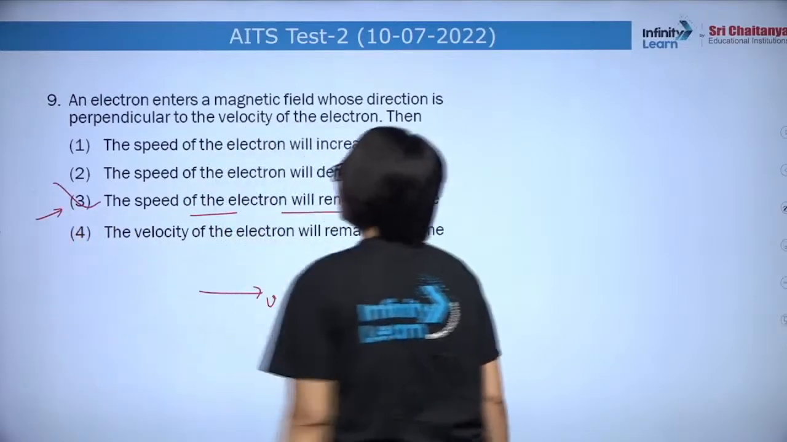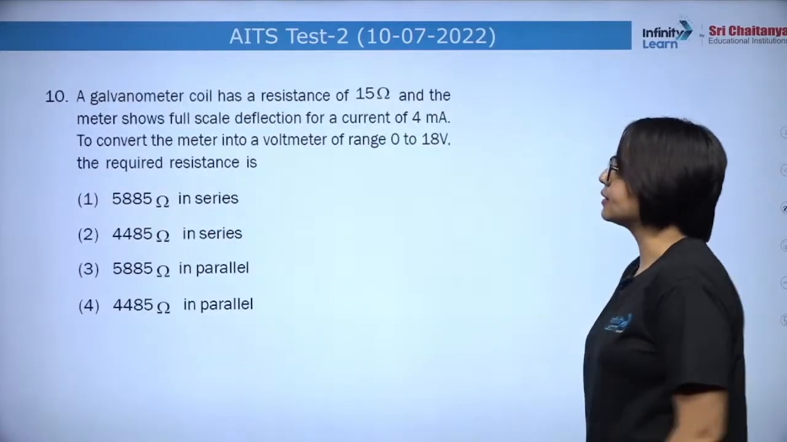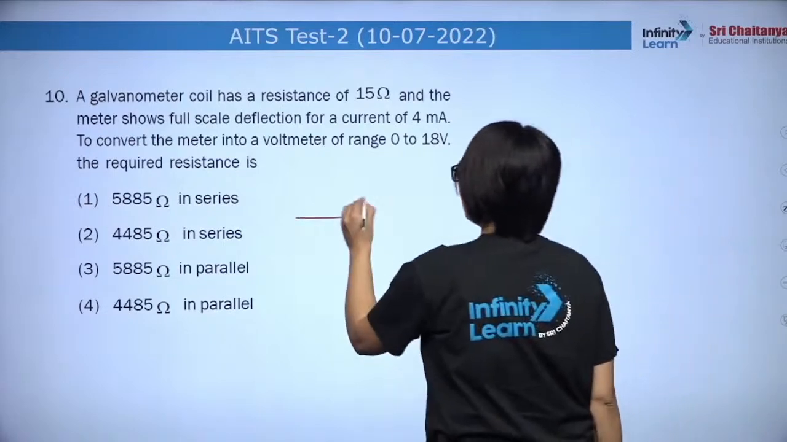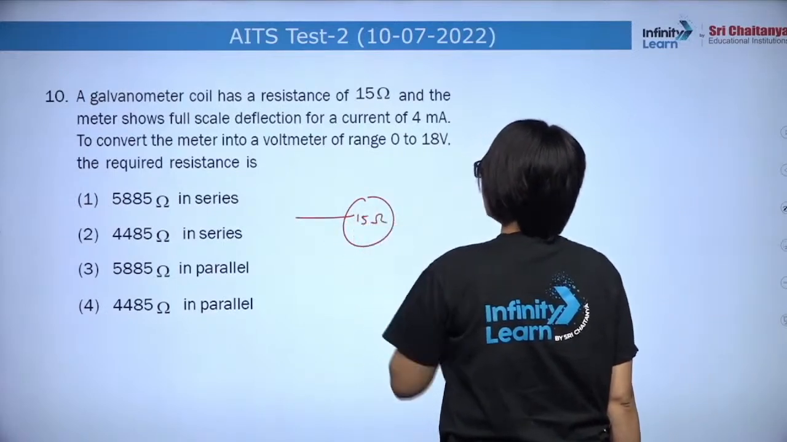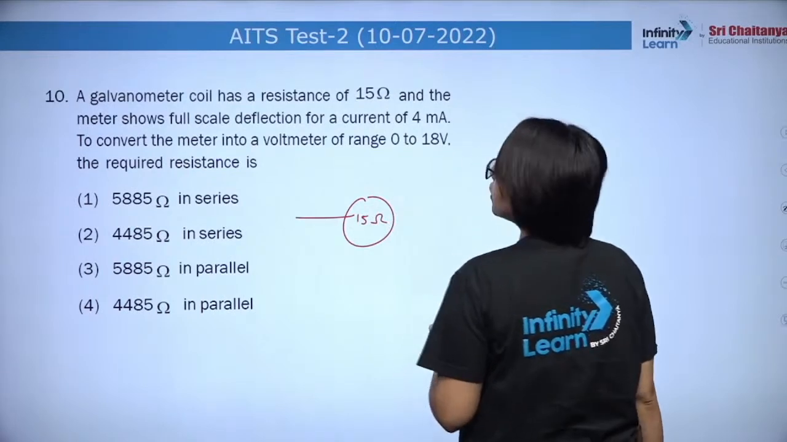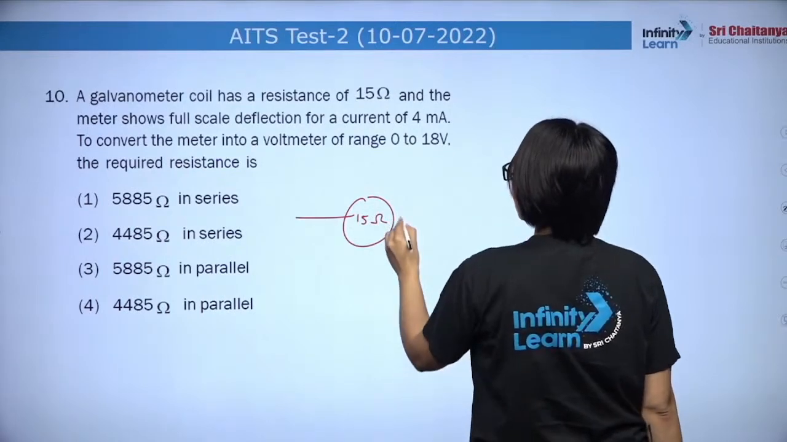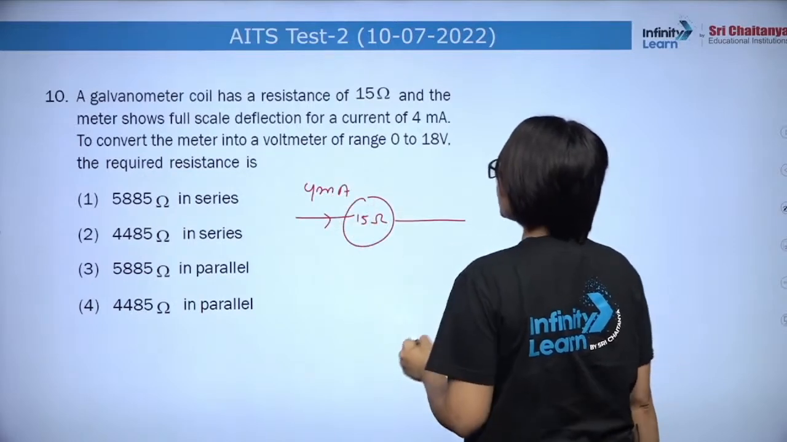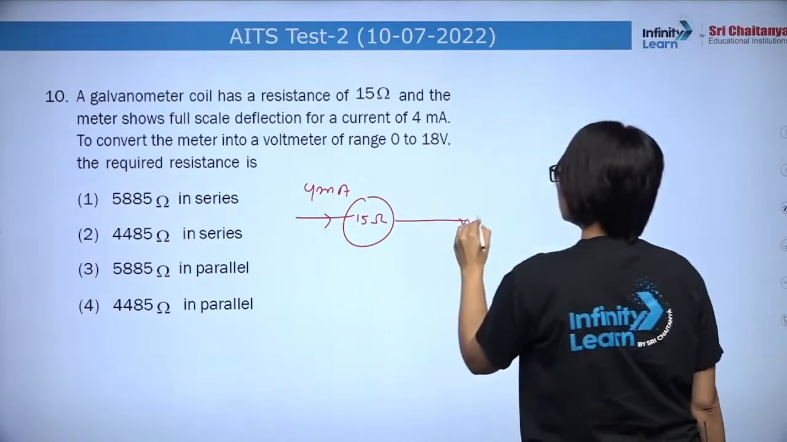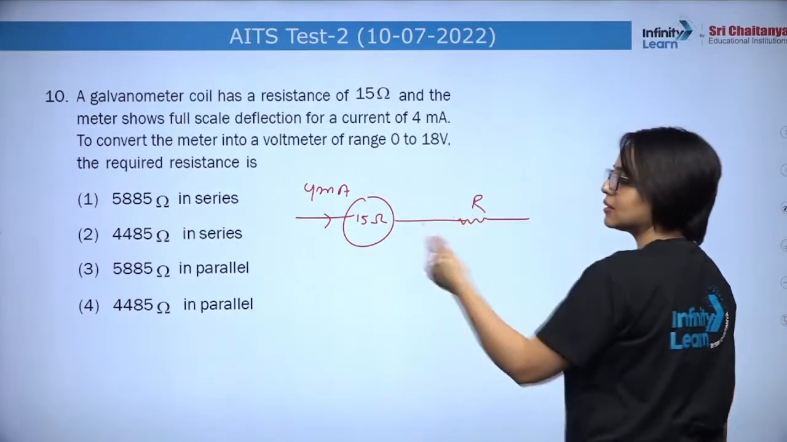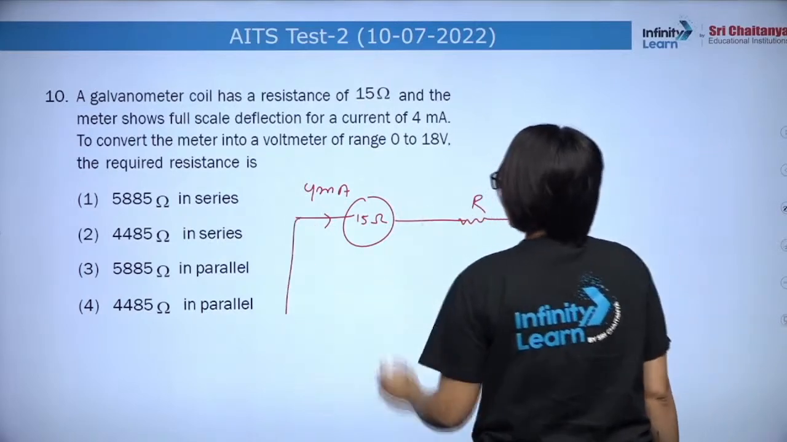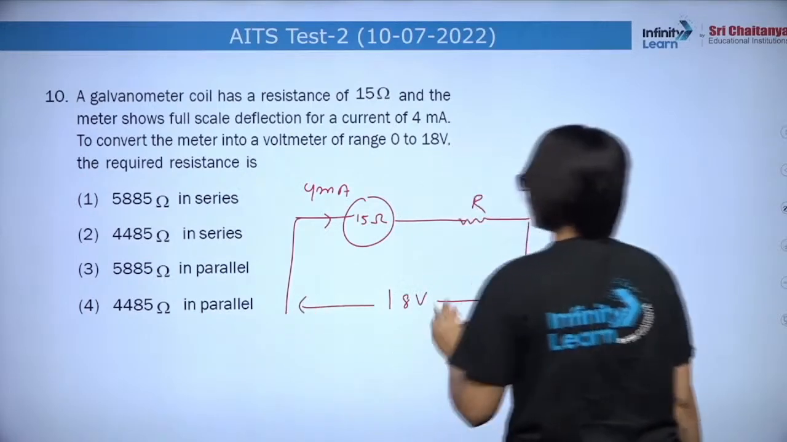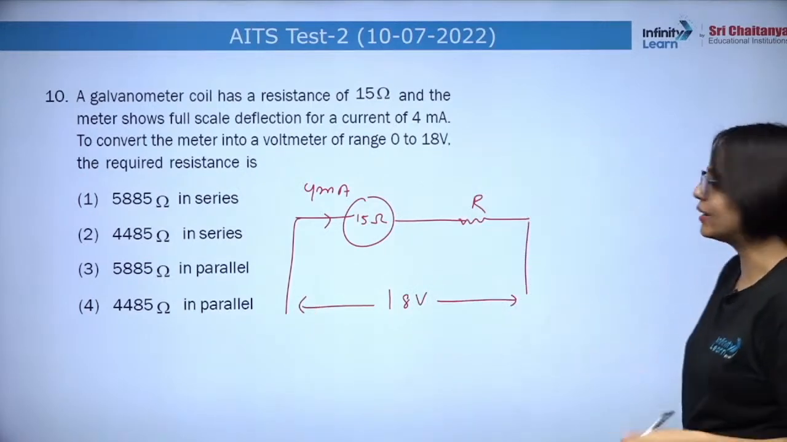Correct answer is option 3. Next is a galvanometer coil has a resistance 15 ohm and the meter shows full deflection of a current of 4 milliampere. To convert the meter into a voltmeter, we need to add one resistance in series, and the range should be 0 to 18 volt. So what will be the required resistance?